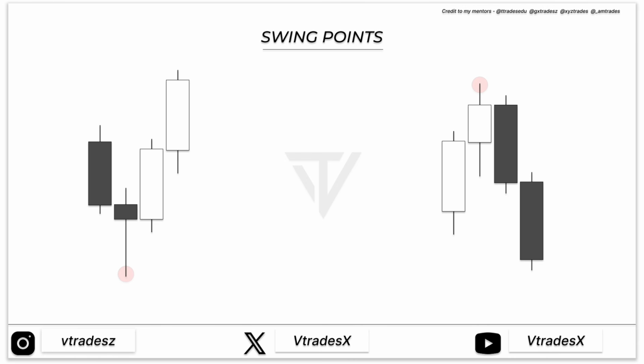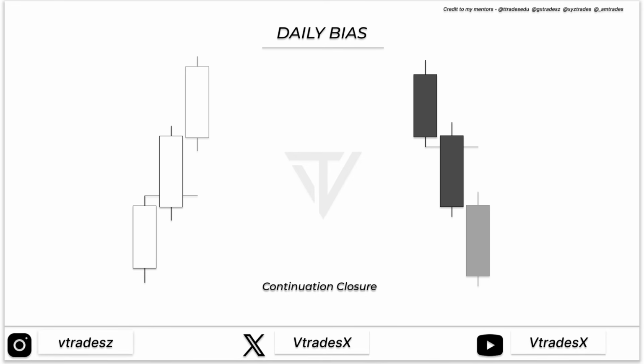We're looking for these swing points to form at specific locations on our charts, and, critically, we're watching for certain candle closures that signal the shift. Once we spot these confirmations, we can anticipate powerful expansion candles that follow, those big, decisive moves that offer incredible trading opportunities.